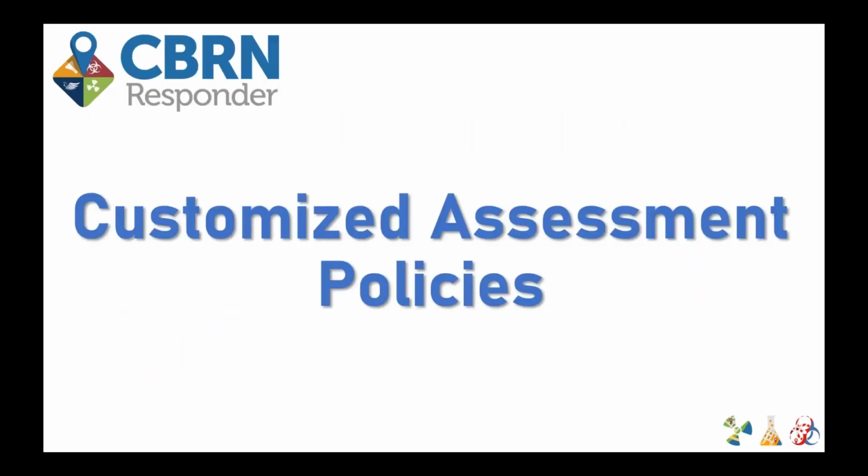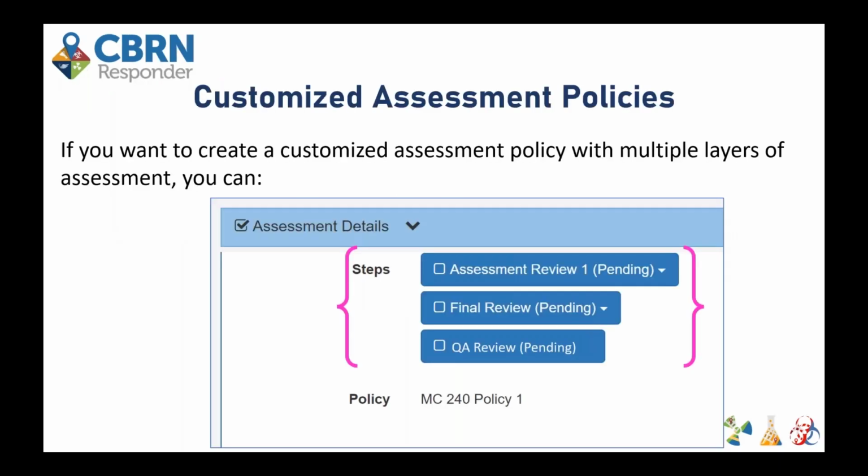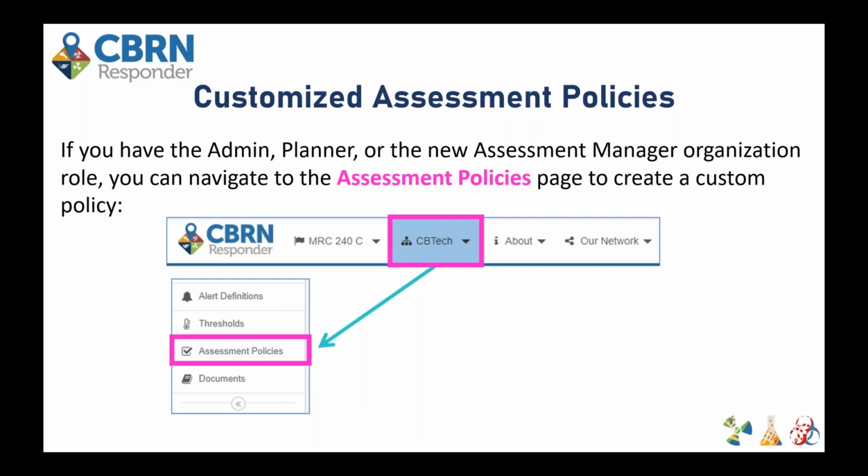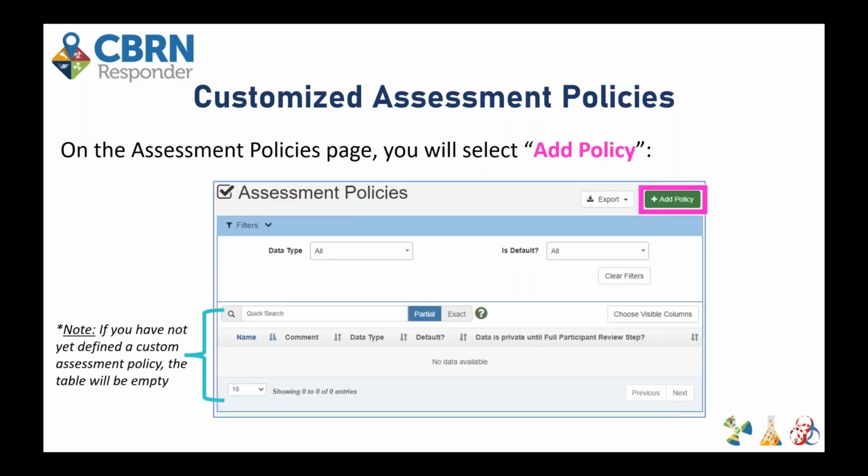On the other hand, if you are looking to customize your assessment policies, you can do this with multiple different layers of assessment. Again, the assessment manager has full capability to do this along with the administrator and planner. So to create or edit an assessment policy, they will open up the assessment policies page in the organization space. On this page, you will select Add Policy. Just a note, if you do not have any assessment policies created yet, the table below will be empty, but once you do create policies, they will populate there.